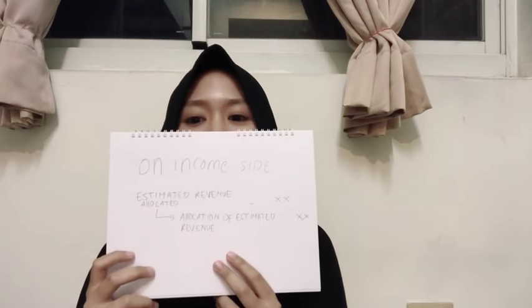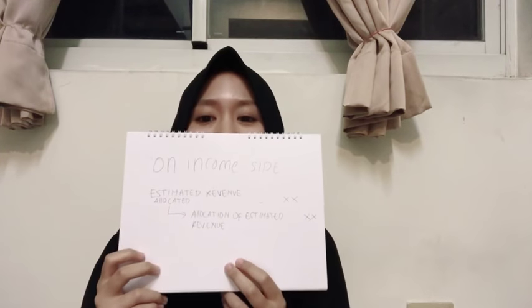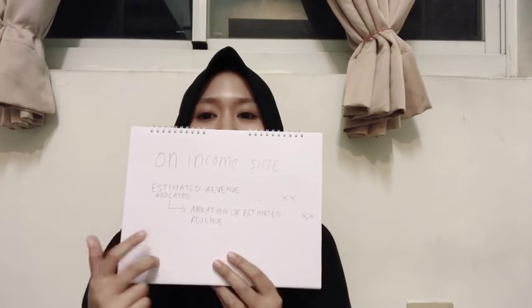And at the time of budget allocation for a particular quarter, I will show you the journal. The first one is estimated revenue allocated in the debit and allocated estimated revenue on the credit. And on the shopping side, allocation of shopping appropriation on the debit and allowance shopping on the credit.